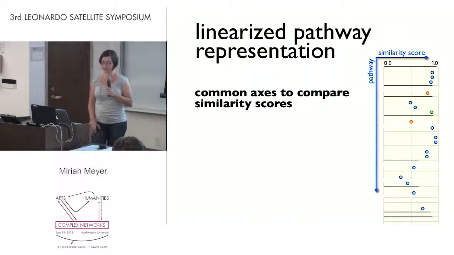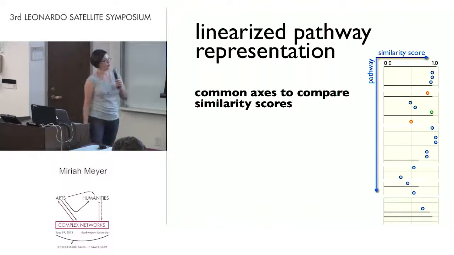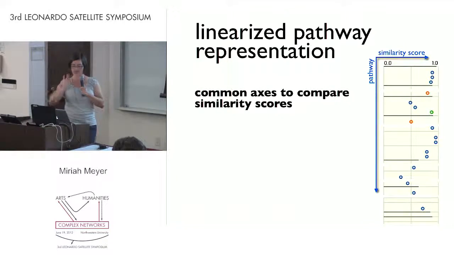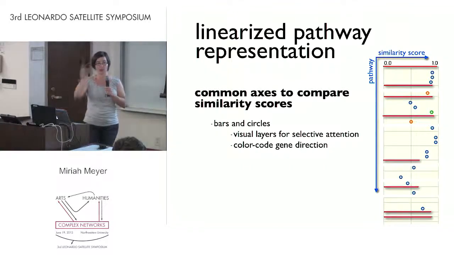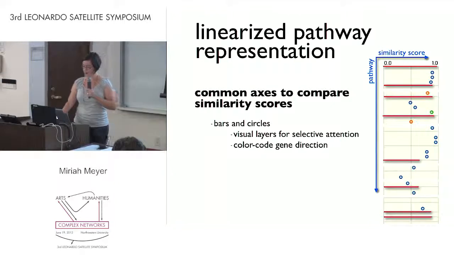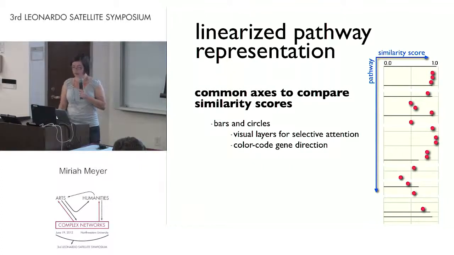So our main idea was that we really wanted a common axis in order to compare similarity scores. So again, pathways go down the vertical axis, similarity scores along the horizontal. And we use two different visual encodings, bars and circles. So the bars are for metabolites, or basically the nodes in our graph. And the circles are for the reactions, which can be made up of multiple genes, and that's what the circles are.